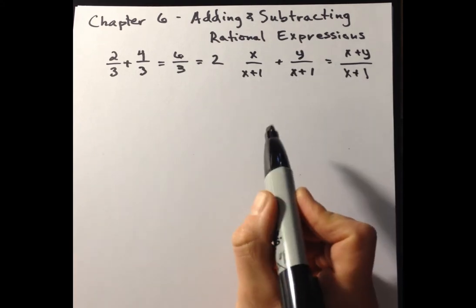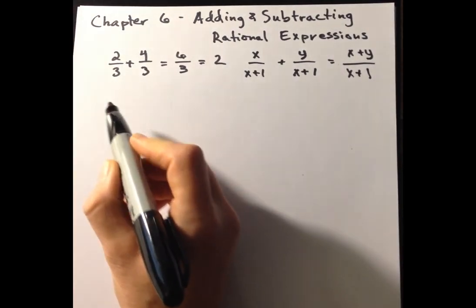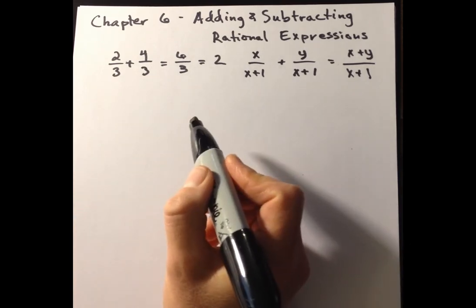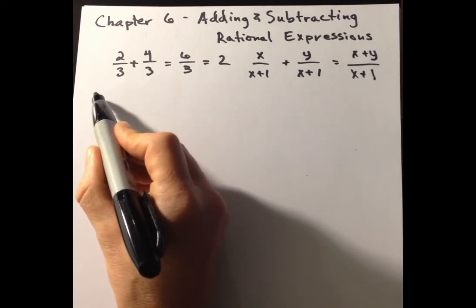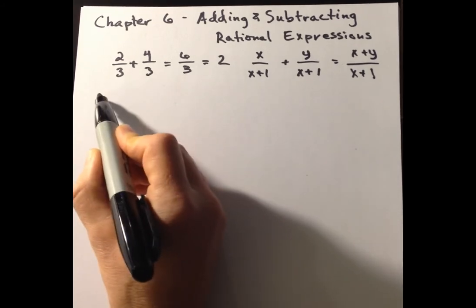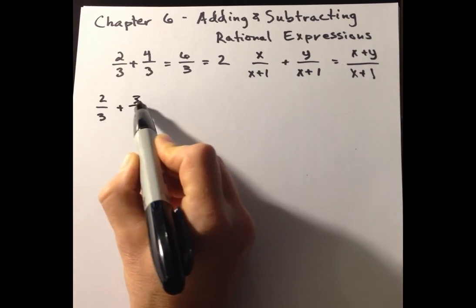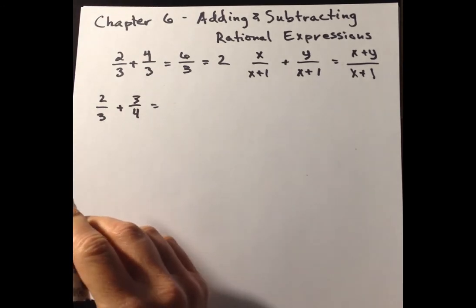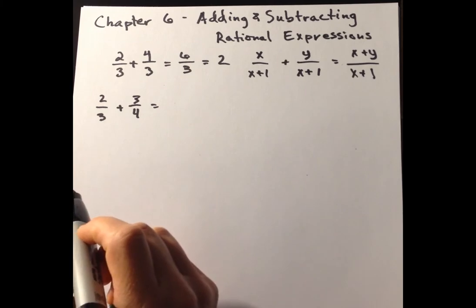So what if they're not the same? Then the first thing we have to do is make them the same. So we have to find the least common denominator. Remember, if you're doing this with a regular ratio of two integers, say we had 2/3 plus 3/4. Now the denominators are not the same, and we can't add them until we get them to be the same.